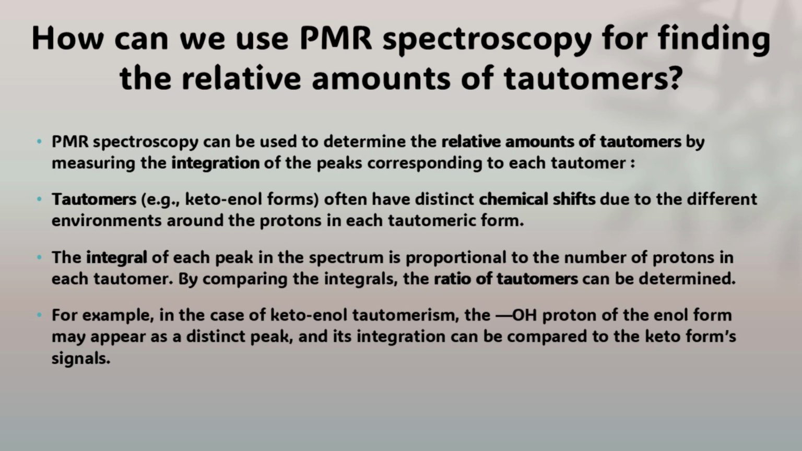Tautomers, for example keto-enol forms, often have distinct chemical shifts due to the different environments around the protons in each tautomeric form. The integral of each peak in the spectrum is proportional to the number of protons in each tautomer. By comparing the integrals, the ratio of tautomers can be determined. For example, in the case of keto-enol tautomerism, the OH proton of the enol form may appear as a distinct peak, and its integration can be compared to the keto form's signals.